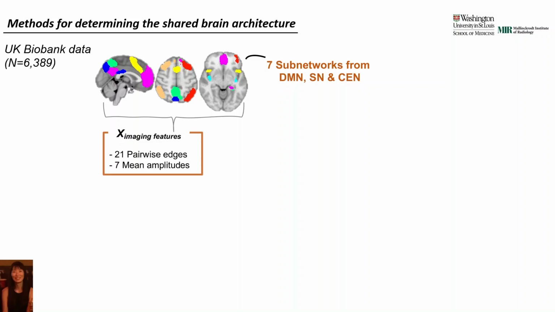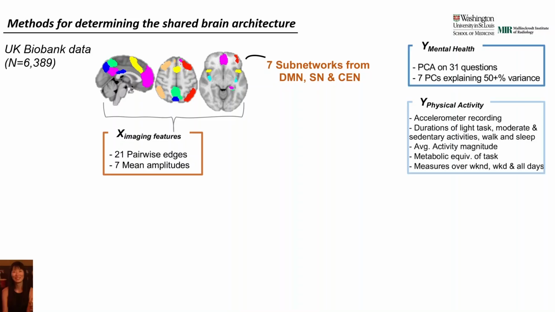And so our features on the imaging side are 21 pairwise connections between those 7 subnetworks, and the 7 mean amplitudes or strengths. And then on the phenotypic side, in terms of mental health, we use the self-reported questionnaires in the UK Biobank, which has 31 questions, and we performed a PCA to remove some of that redundancy across those questions, retaining the 7 PCs that together explained at least 50% of variance.